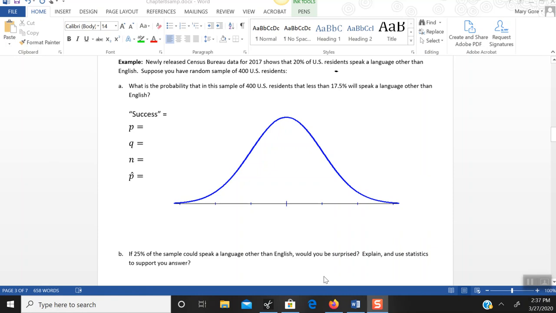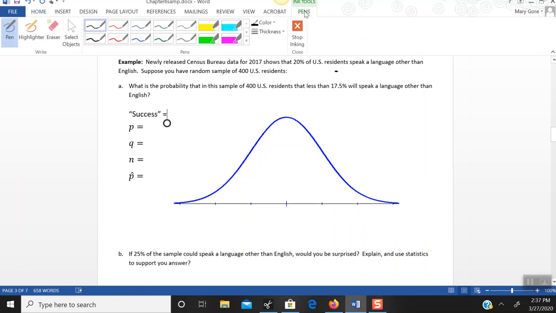So let me start using some highlighting tools here. And start highlighting as we read. So we get this first bit of information here as I read. The Census Bureau says that 20% of U.S. residents speak a language other than English. Okay. So that's interesting, a fairly reliable, hopefully, fact there. The next piece of information says that we have a random sample of 400 U.S. residents. Highlighted that in green.